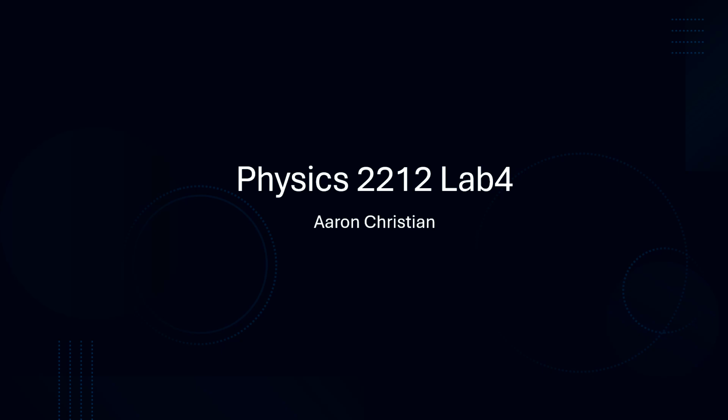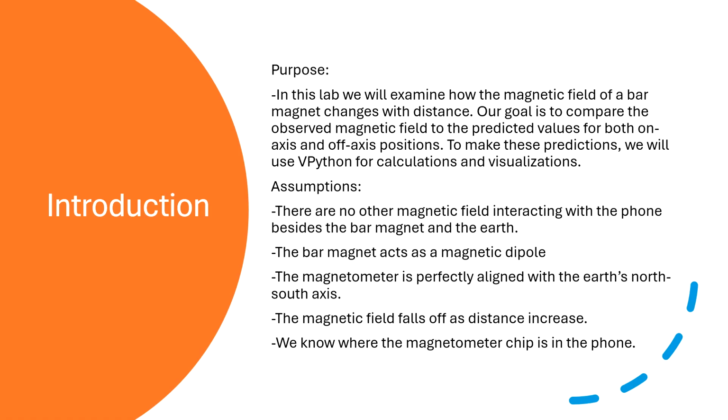This is Physics 2, Lab 4 by Aaron Christian. The purpose of this lab was to examine how the magnetic field of a bar magnet changes with distance. Our goal is to compare the observed magnetic field to the predicted values for both on-axis and off-axis positions. To make these predictions, we will use VPython for calculations and visualizations.